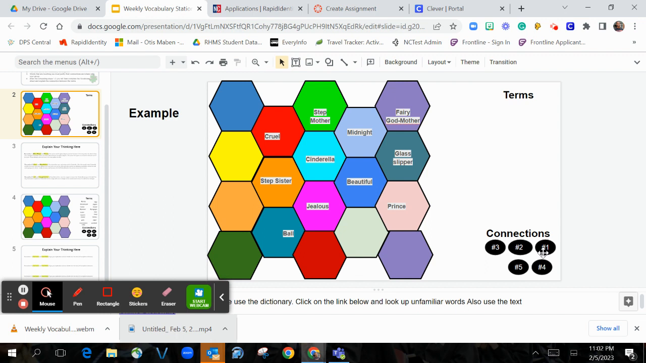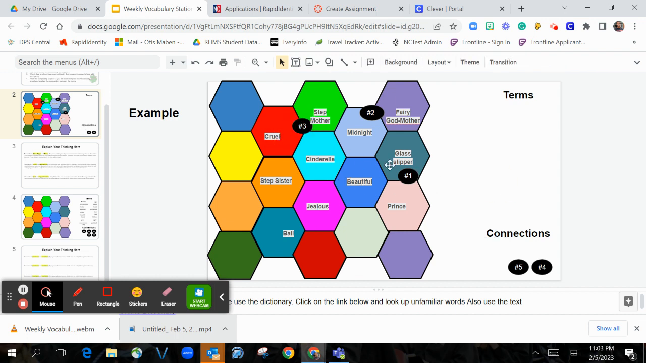So, I'm going to choose one connection. I'm going to put the glass slipper and the prince. Another one, I'm going to do, let's see, the fairy godmother and maybe midnight. And another connection is the stepmother and the word cruel.